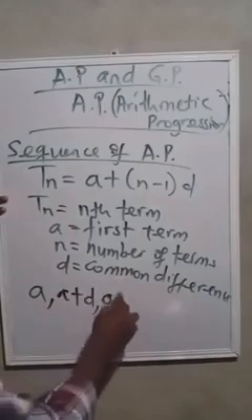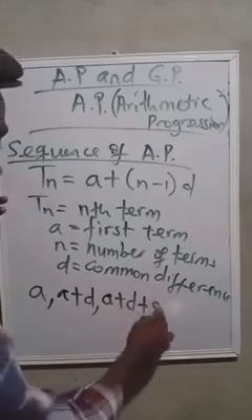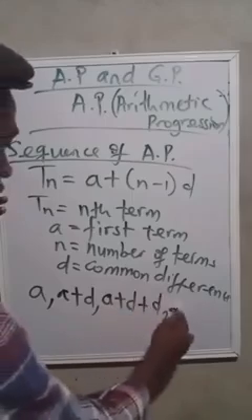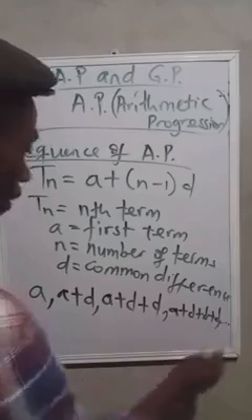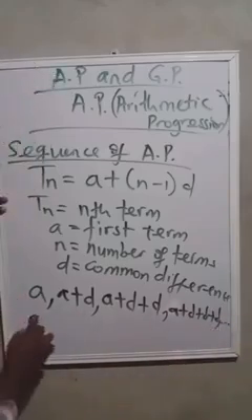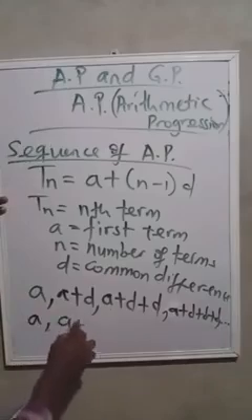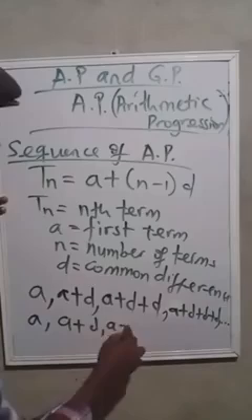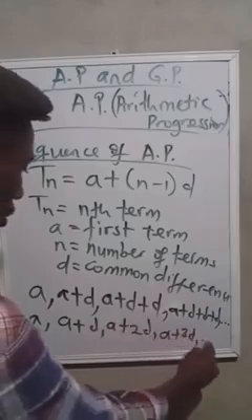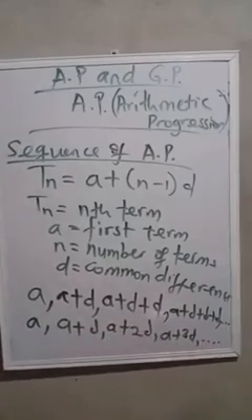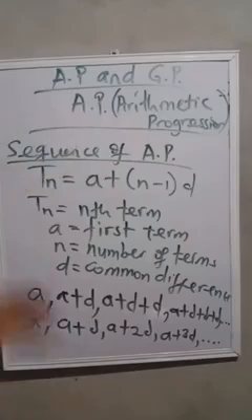Your third term is going to be a plus d plus d, and then the fourth term will be a plus d plus d plus d, and so on as they continue. So this is going to be a, then a plus d, then a plus 2d, then a plus 3d, and so on like that. They proceed until we get to the last term that you are going to look for in your particular question. This is what we refer to as the sequence of an AP.